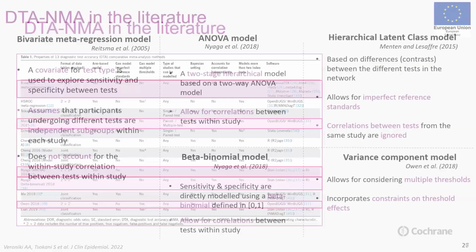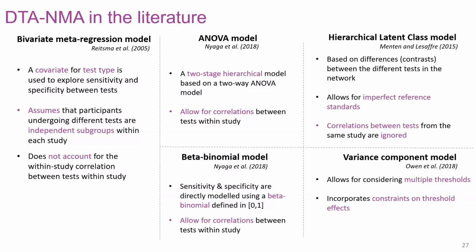So some more details on these 4 models, plus the bivariate meta-regression approach, which was the control, and I'm going to start with that one. In the bivariate meta-regression model, as I said earlier, a covariate for the test type is used to explore sensitivity and specificity between tests. In this model, we assume that the participants who are given different tests are independent subgroups within each study. So we don't account for the within-study correlations between tests. If a DTA study is exploring 2 index tests, and these are given, for example, to the same participants, there is some correlation since these are the same observations. Under this model, this correlation is ignored.